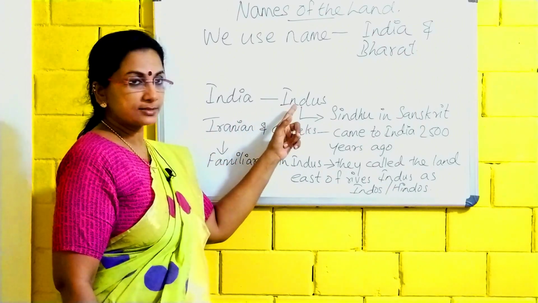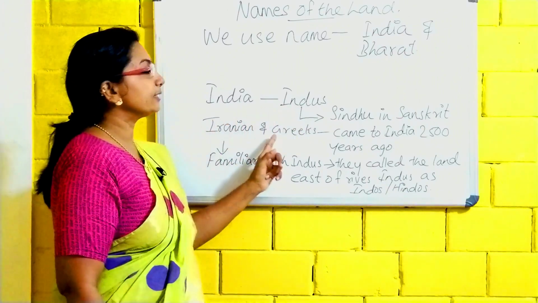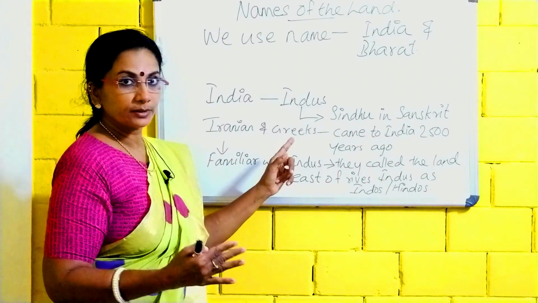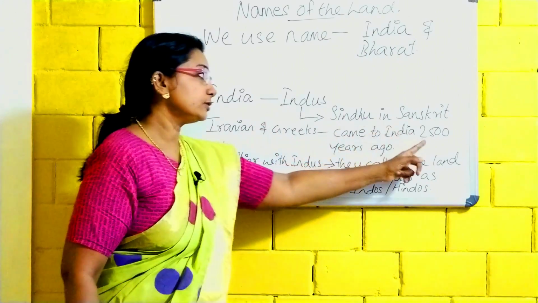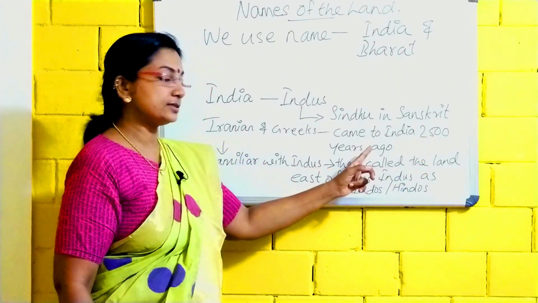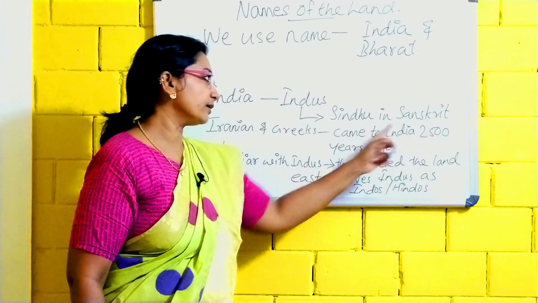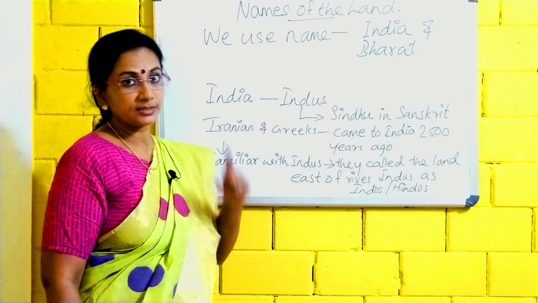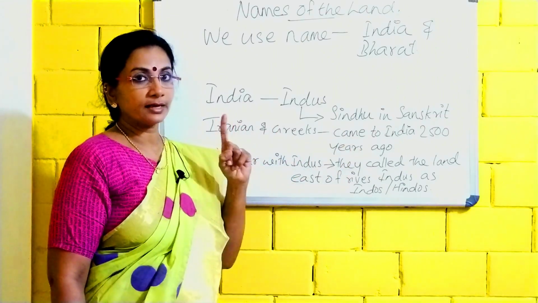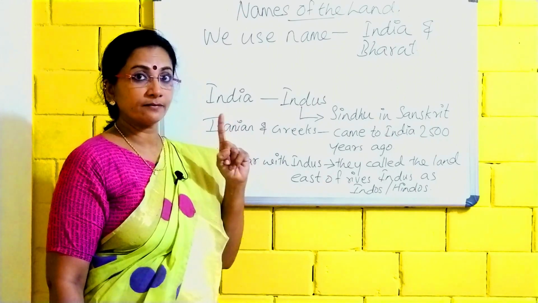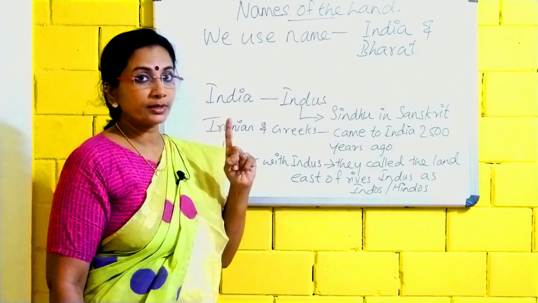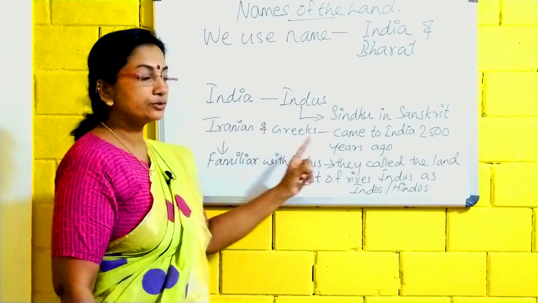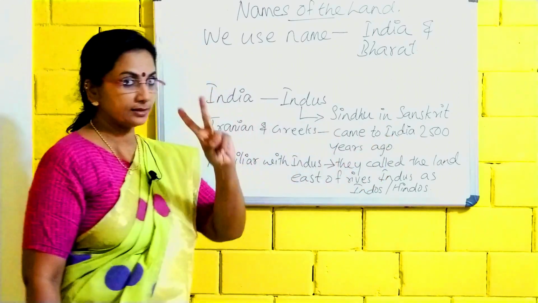Now we have this Indus river. Then the Iranians and Greeks. We know that many people came to our India. Around 2500 years ago, the Iranians and Greeks came to India. Just remember, India came from Indus. Where did Indus come from? From Sindhu in Sanskrit. The Iranians and the Greeks came to India 2500 years ago.